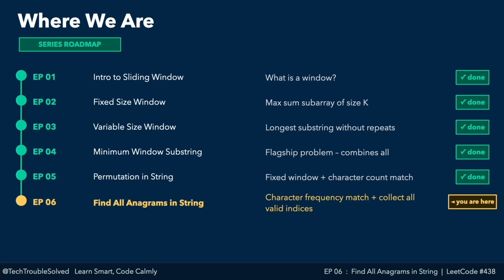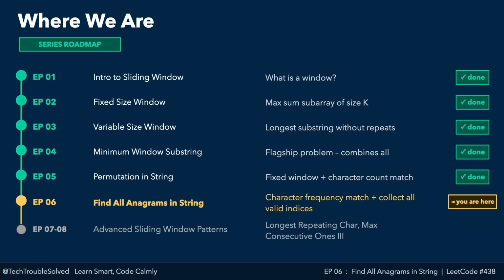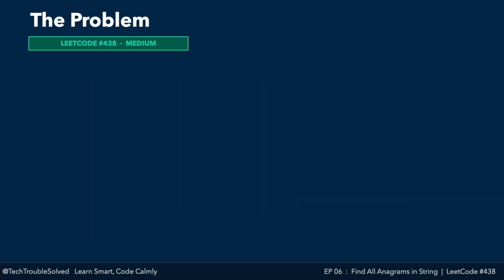And just so you know where we are headed, episode 7 and 8 are going to introduce a new trick we have not seen yet. A variable window with a max frequency constraint. But that's next time. Right now, episode 6.